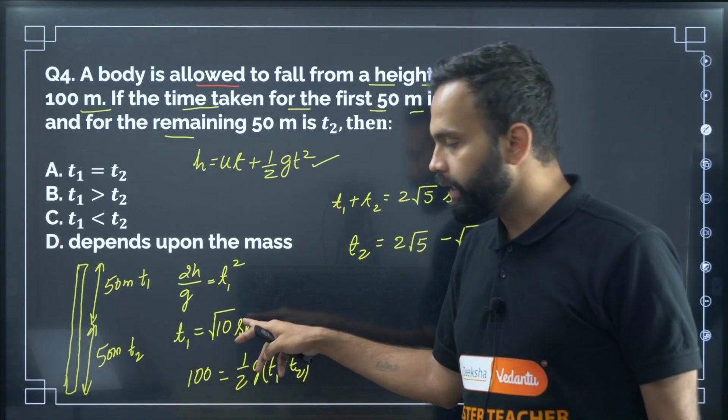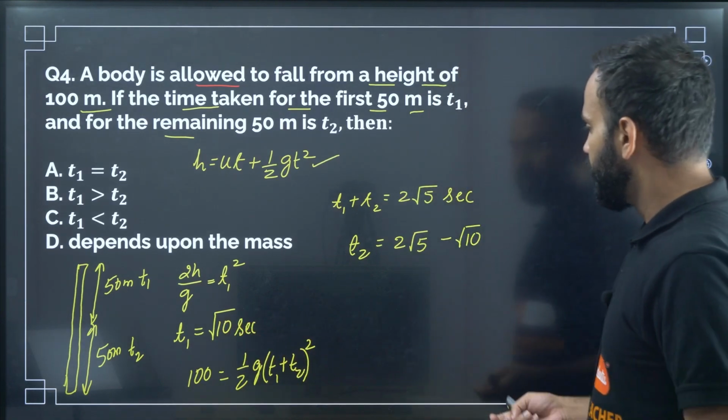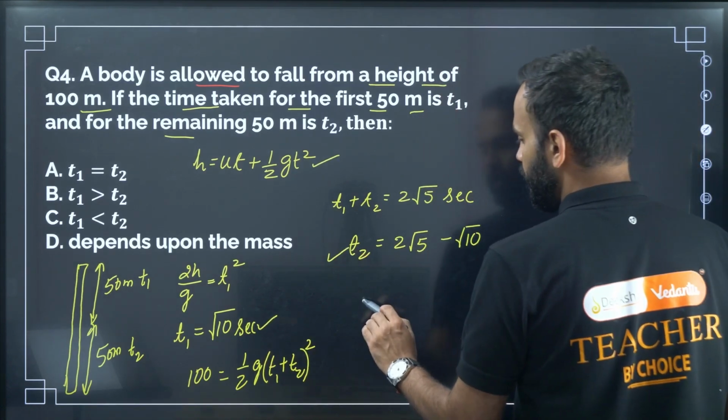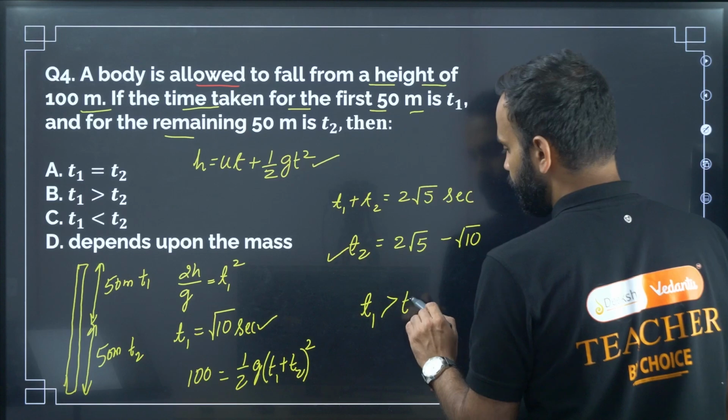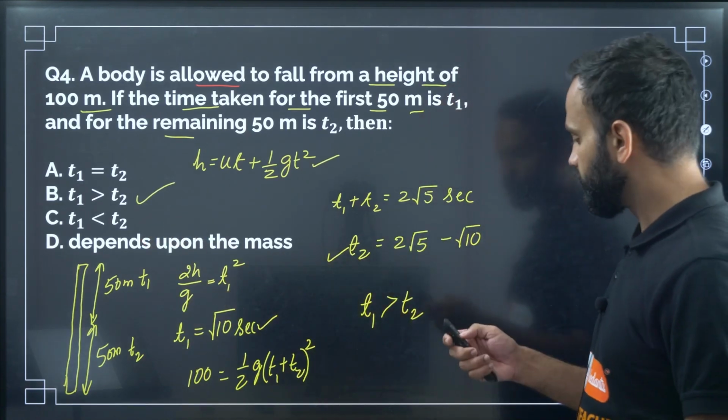And what about t1? t1 is approximately equal to 3 second, right? Isn't it? So from this I can conclude that t1 is greater than t2. So the correct option is B.